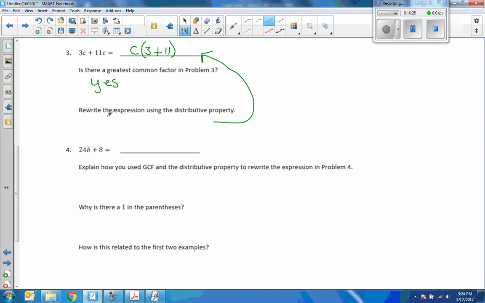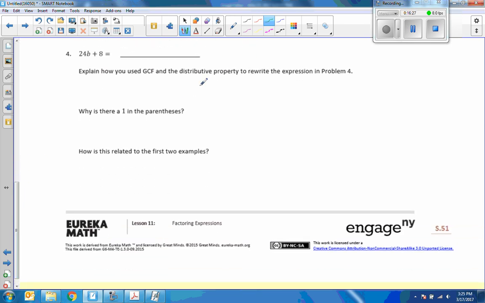Number 4. 24b plus 8. Okay, in this one I have a b in the first term, no variable in the second term, so I have to look at my numbers. If I do a factor tree for 24, it's 2 times 12. 12 is 2 times 6. 6 is 2 times 3. So my factor tree yields 2 times 2 times 2 times 3. And then for 8, it's 2 times 4, which is 2 times 2. So the factors of 8 are 2 times 2 times 2.